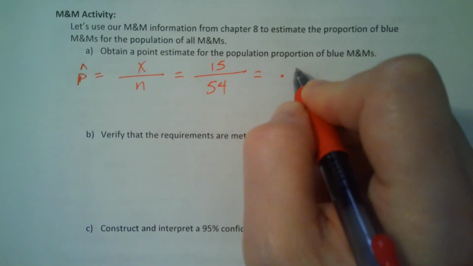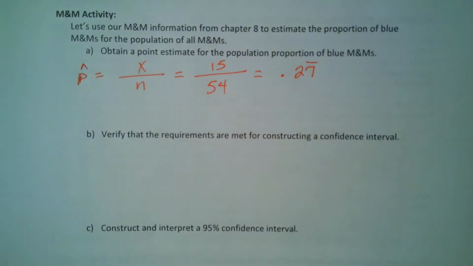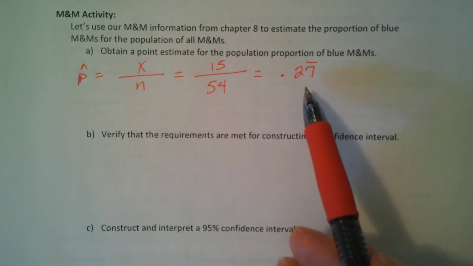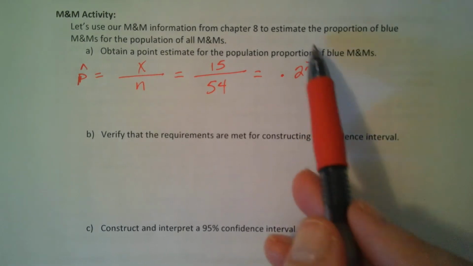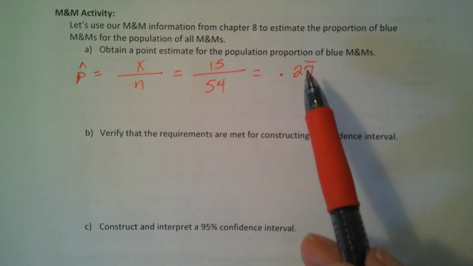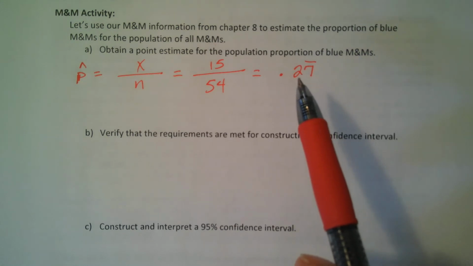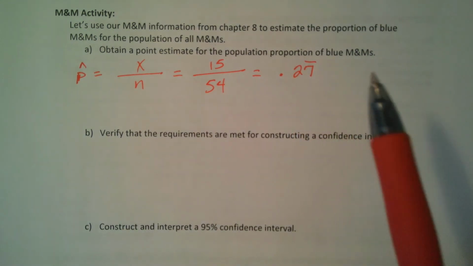If I put this into my calculator, that comes out to almost 28% blue M&Ms inside my bag. Of course, everybody's bag is going to have a different p-hat. The bag of M&Ms that you picked back in Chapter 8, you might have a different p-hat. I would expect you to. Everybody's color distribution in their individual bags is very random.